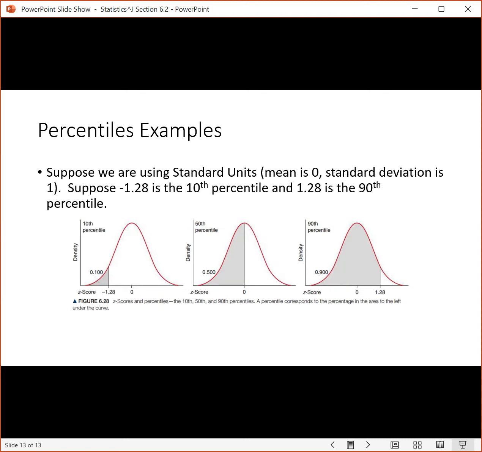Okay, but this video was meant to go over what these things are, what the normal probability is, and what a percentile is.